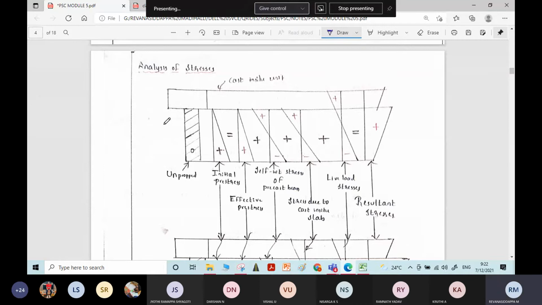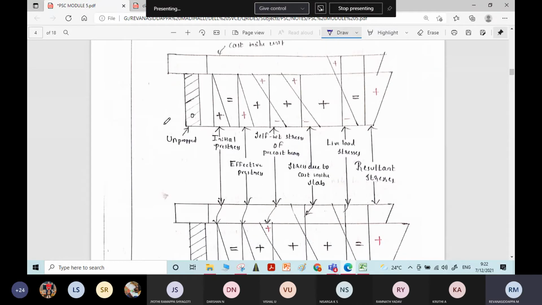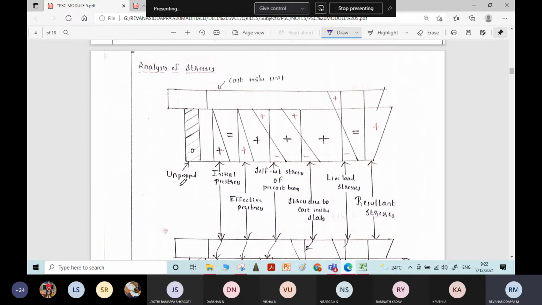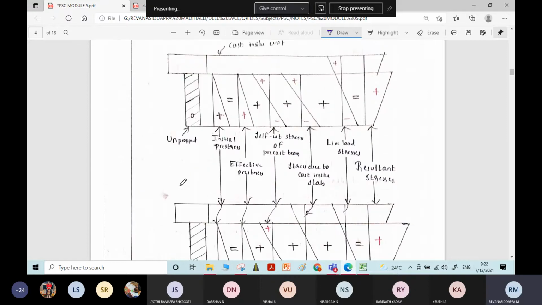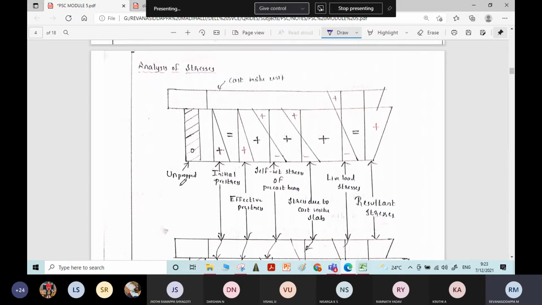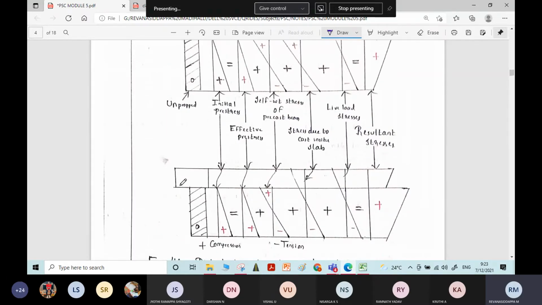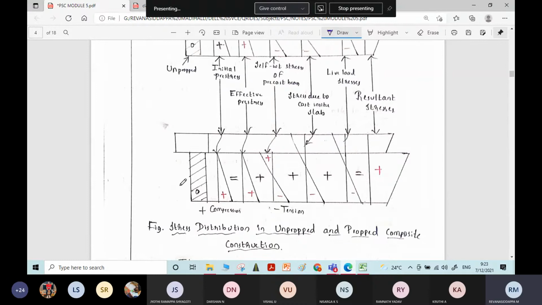the analysis of a composite member will vary depending upon the method of construction, as I said. Because the load transfer will be different in case of propped construction and unpropped construction. When the load transfer is different, then the stresses induced in the element will be different. Therefore there is some difference between analysis of stresses when the composite construction is made based on the propped method, and when it is made based on the unpropped method.